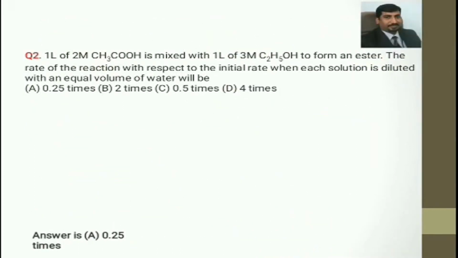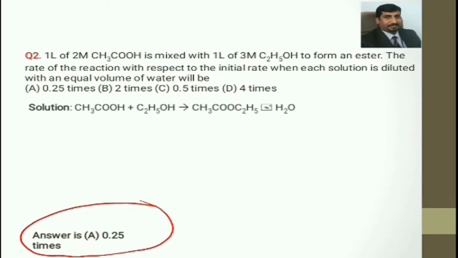Next question, question number 2. 1 liter of 2 molar acetic acid is mixed with 1 liter of 2 molar ethanol to form an ester. The rate of the reaction with respect to the initial rate when each solution is diluted with an equal volume of water will be A 0.25 times, B 2 times, C 0.5 times, D 4 times. I have already given the answer here. It is 0.25 times. Why?